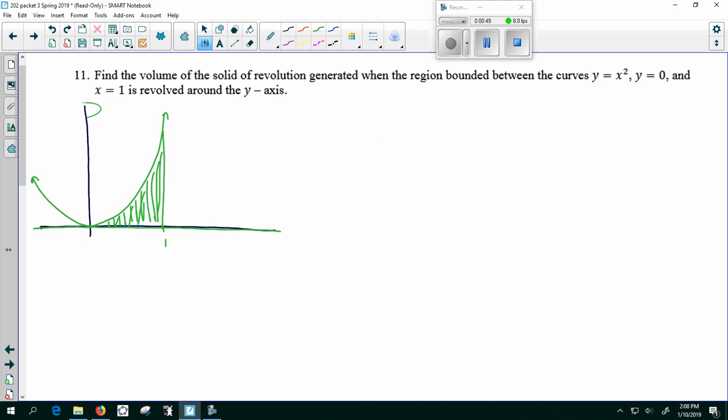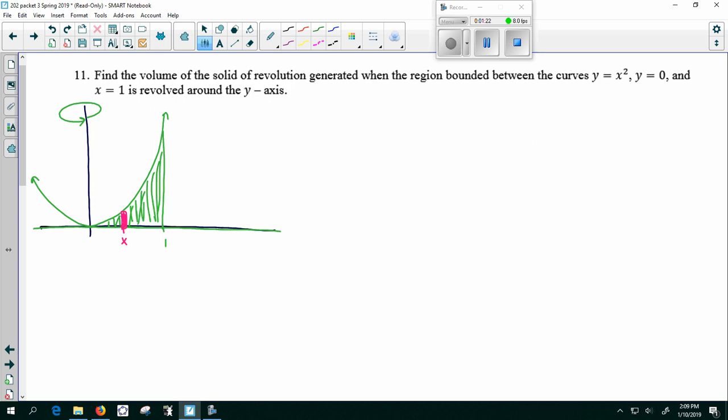And I want to rotate it about the y-axis. So it's a little different than the last one. Last one I rotated about the x-axis. So if I pick a random spot along the x-axis, call it x, and draw a little representative rectangle there, the height of that rectangle is x squared, because that's the height of the curve.